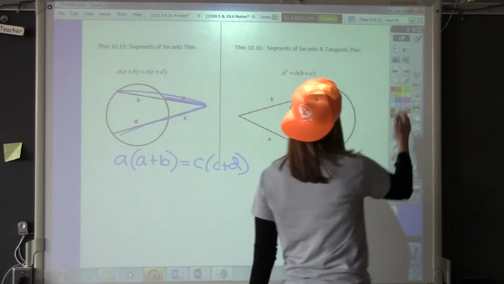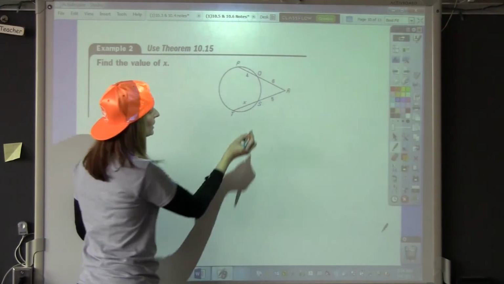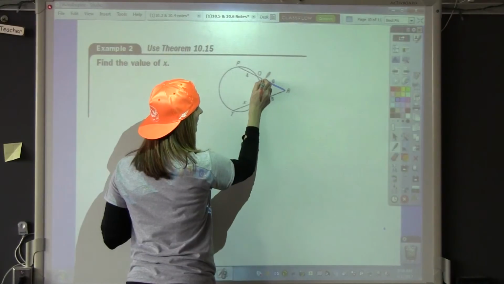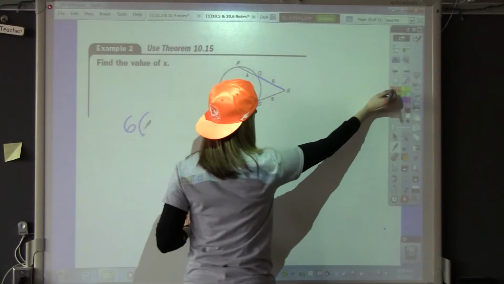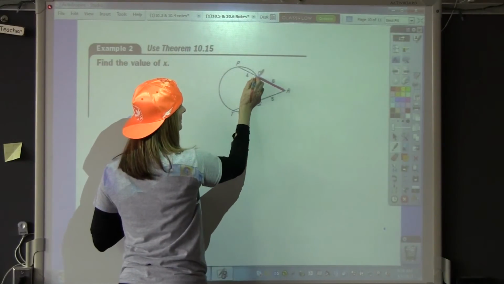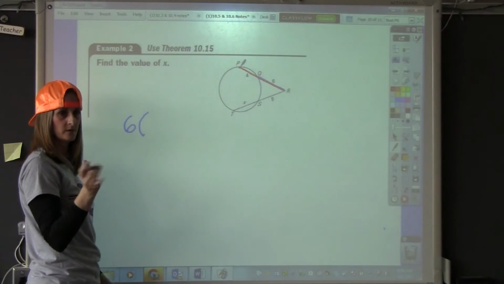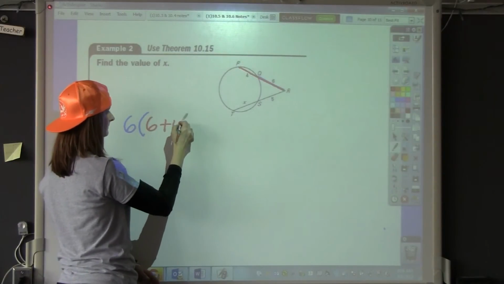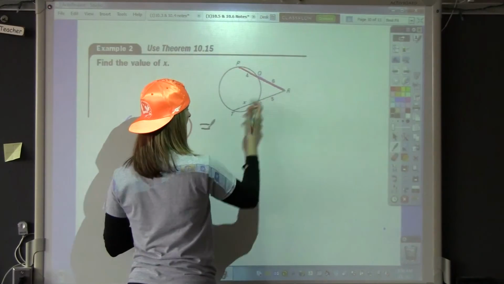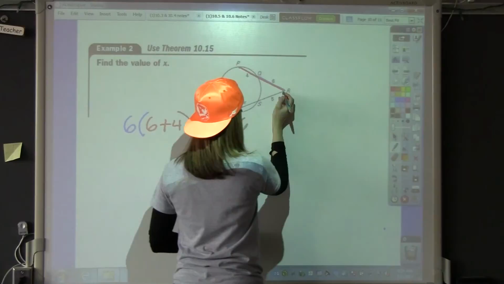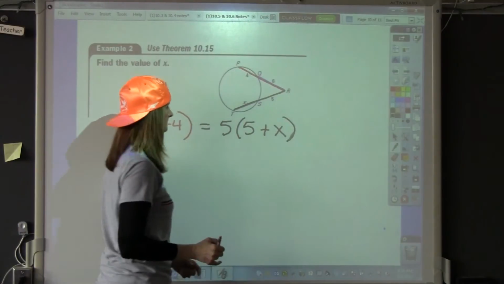Okay, so let's try it. Find the value of x. All right, so external times the length of the entire segment. What's the length of the entire segment? I'm going to write 6 plus 4. If you want to write 10, that's okay, but I want everyone to see where that's coming from. Equals 5 times, what's the length of this entire segment here? 5 plus x, right here.